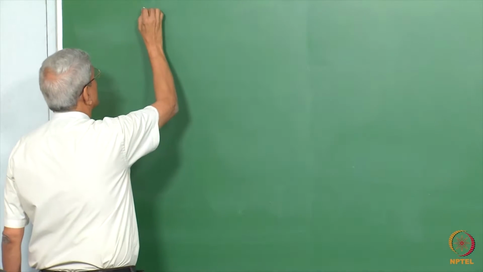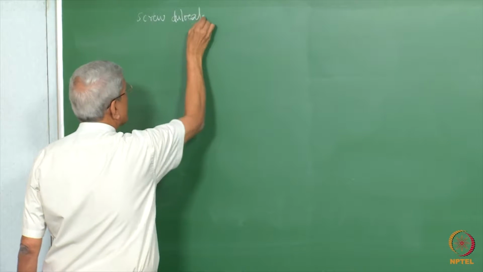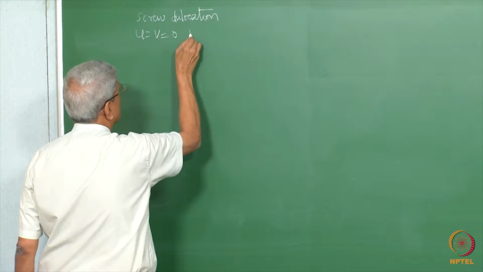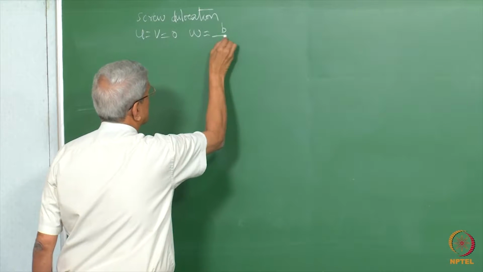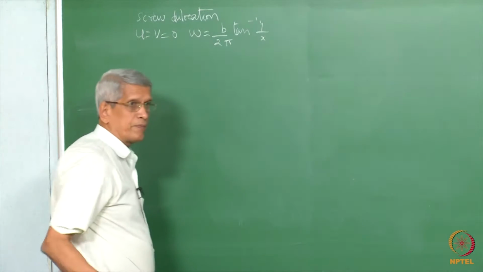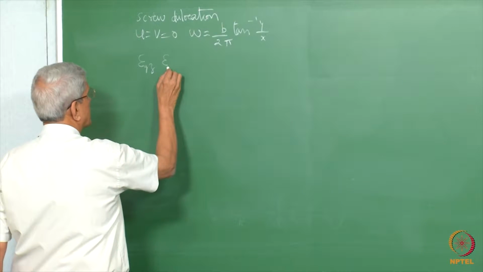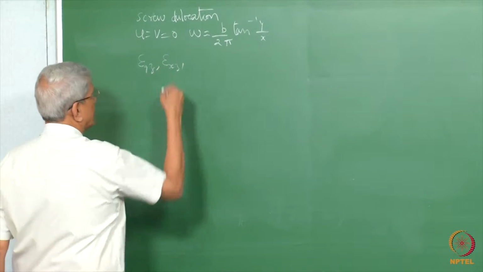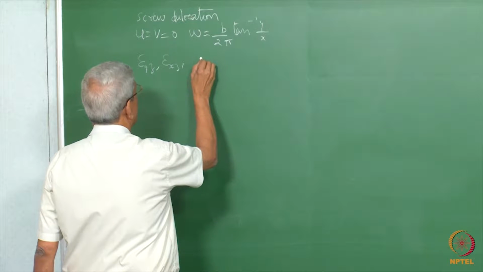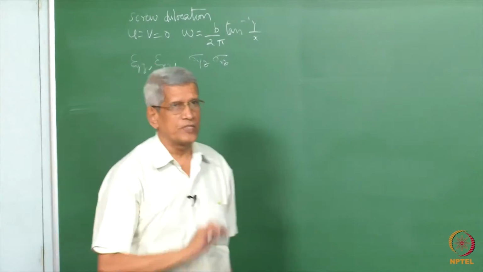Because for a screw dislocation, the displacement is u equals v equals 0, only the w is going to be there, which is b by 2 pi into tan inverse y by x, correct? And epsilon yz, epsilon xz, these are the only strains we see, and sigma yz and sigma xz are the stress fields we see around the dislocation.